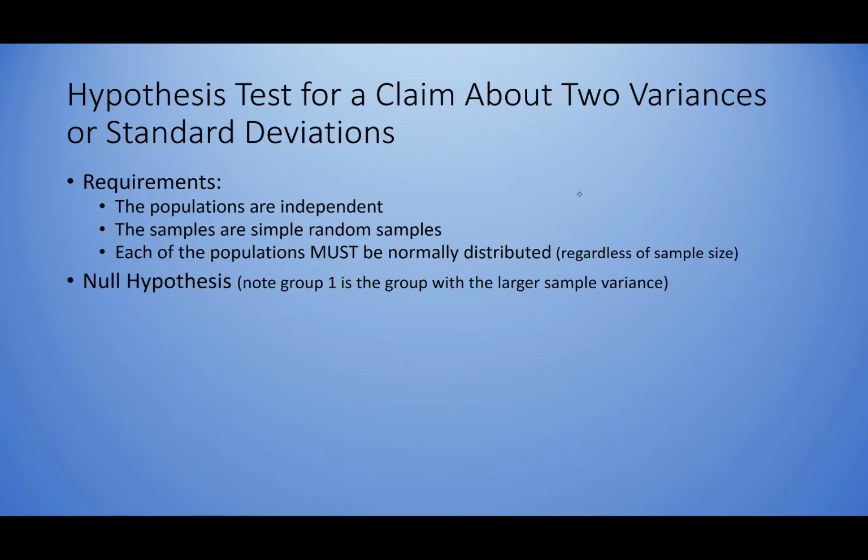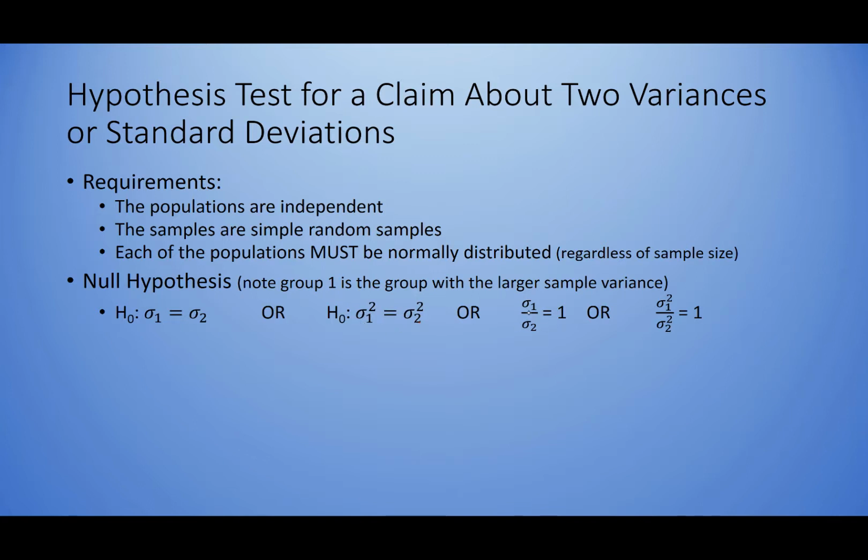Once we have our requirements checked off, we can work on our null hypothesis. Now we're going to be comparing two groups, so we're going to have group 1 and group 2. With this particular test, group 1 needs to be the group that has the larger sample variance, and that'll carry throughout this type of problem. Our null hypothesis is going to have a variety of different forms. If we are just comparing standard deviations, we could say that our null hypothesis is that the population standard deviation of group 1 is equal to the population standard deviation of group 2. If we're doing variances, we could write it as the population variance of group 1 is equal to the population variance of group 2.